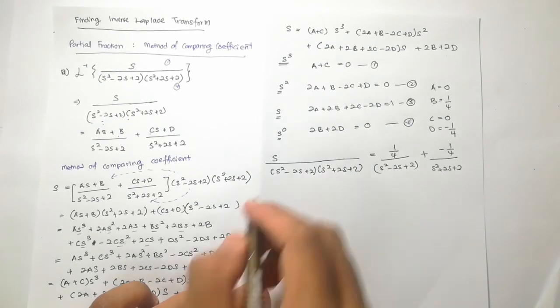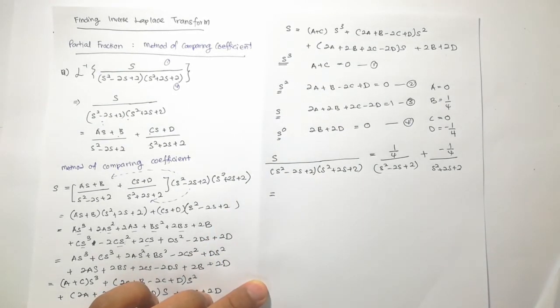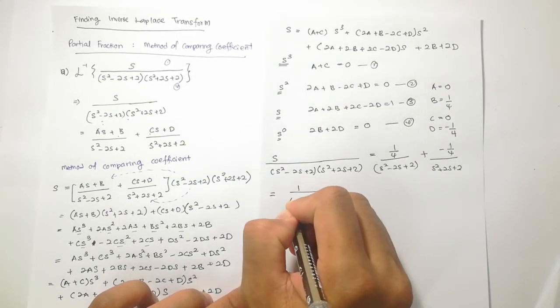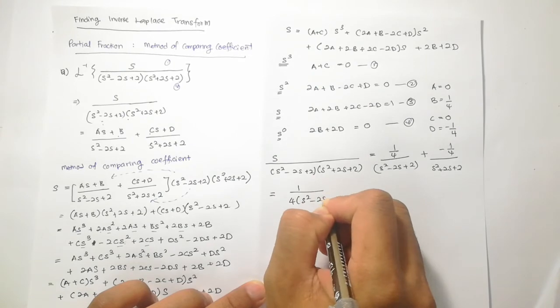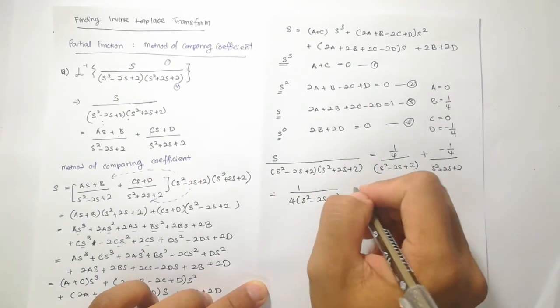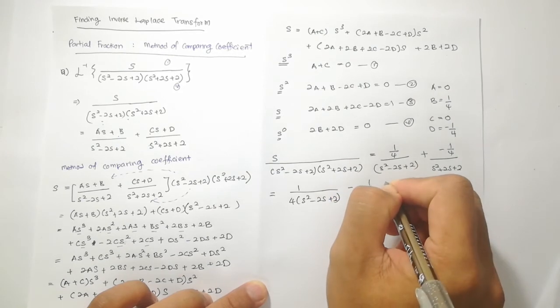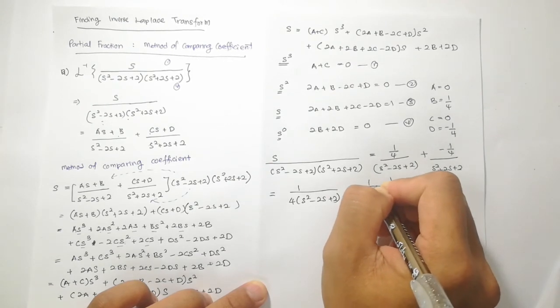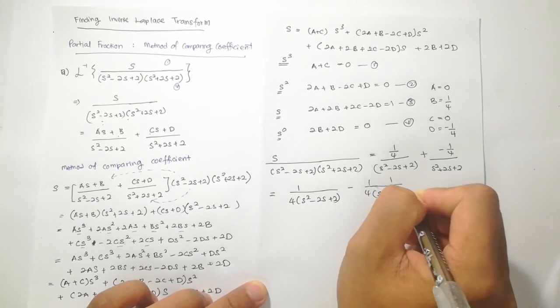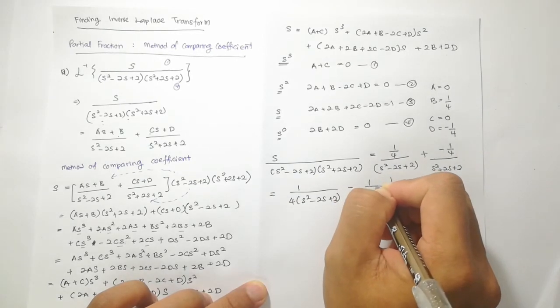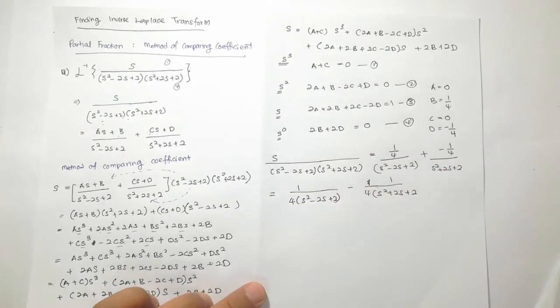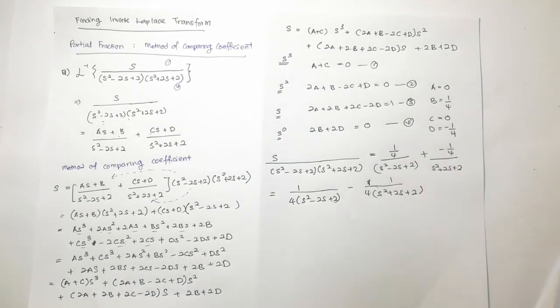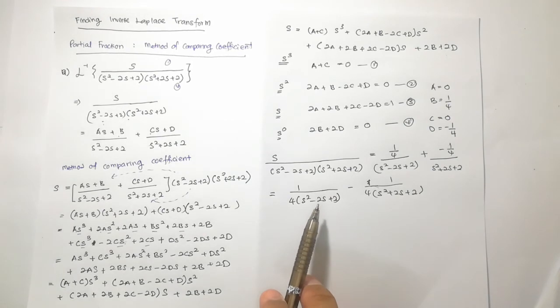So this will be equal to 1 over 4 times S squared minus 2S plus 2, and then minus 1 over 4 times S squared plus 2S plus 2. So this is the one, and then we already have our partial fraction. So the next step is that we will find the inverse Laplace transform for this one.